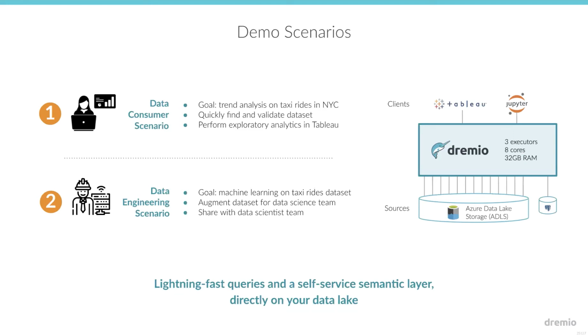And then in the second one, we're going to take that Azure Data Lake storage and we're going to do a join to a Postgres database so you can do a little bit more analysis for our second scenario, which will be doing some machine learning on a taxi ride data set. We're not actually doing machine learning, but we're going to take that data and expose it out to a tool like Jupyter Notebooks, where a data scientist could then do machine learning on top of it.